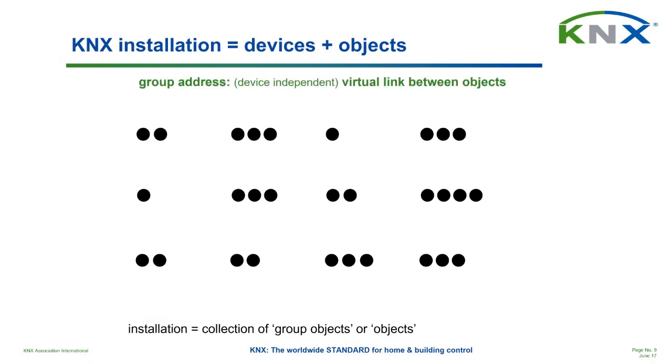Then let me introduce a new term called a group address. A group address is a device-independent virtual link between objects. An example could be this. We see here three objects that are now in yellow. That means I have used group address 1 in order to link these objects together. They form together a function, or at least a part of a function.